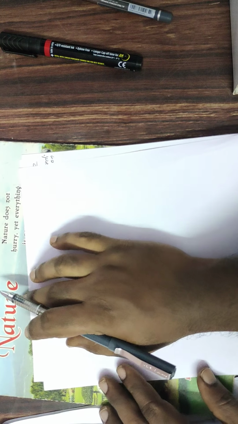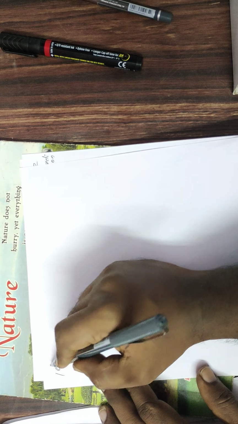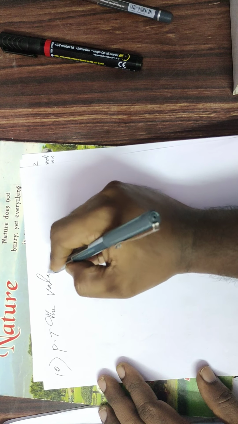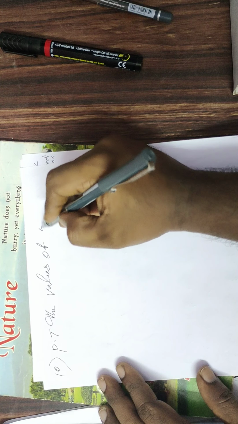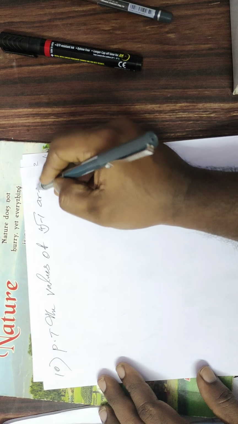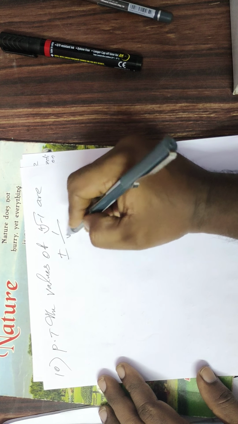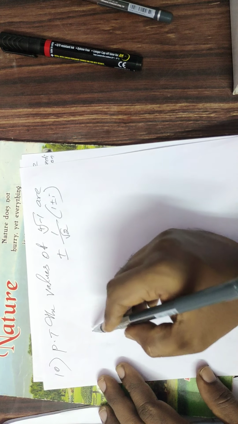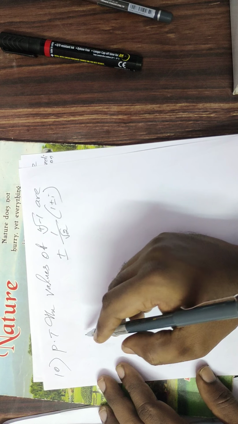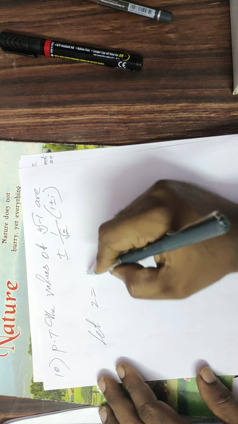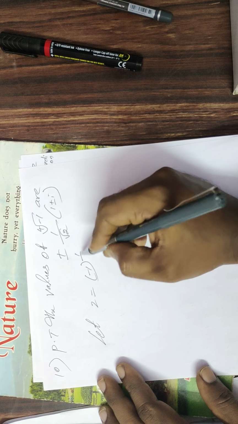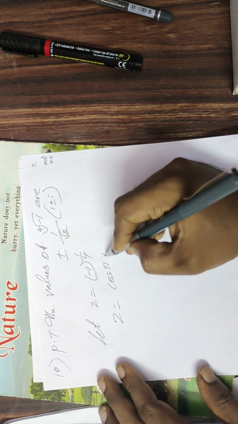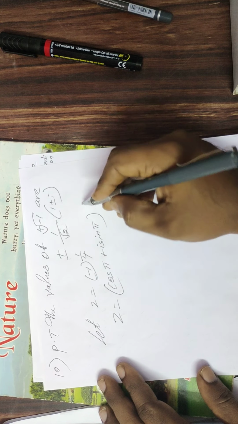Now, last sum. This exercise, last sum, 10th sum. Prove that the values of the fourth root of minus 1 are plus or minus 1 by root 2 into 1 plus or minus i. Okay. Find the values of this one. So we have to take let z equal to minus 1 the whole power 1 by 4. Am I right? So z equal to minus 1 can be written as cos pi plus i sine pi the whole power 1 by 4.